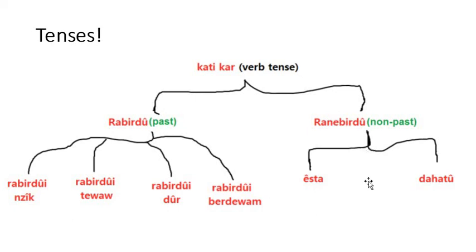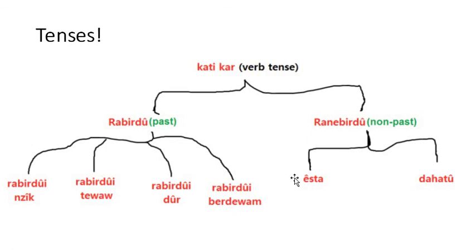Then we have ranaberdu. Actually, we have esta and dahatu, meaning now and future. Dahatu means future, so now and future. But what you see in ranaberdu is the same construction, the same sentence. For example, in raberdu you have 4 different sentences and 4 different constructions, but in ranaberdu you have only one sentence. It can mean both something happening now, at the time of speaking, and it can also mean future. It can mean dahatu. The same as I talked about in Japanese. Orenji o tabemasu, I eat orange. It can be now or future.